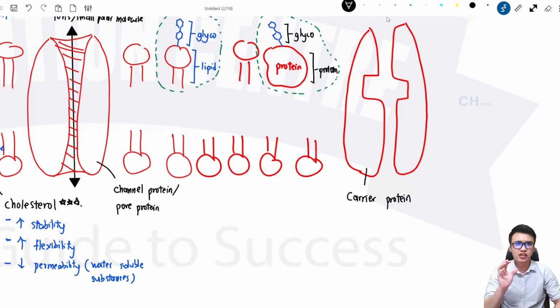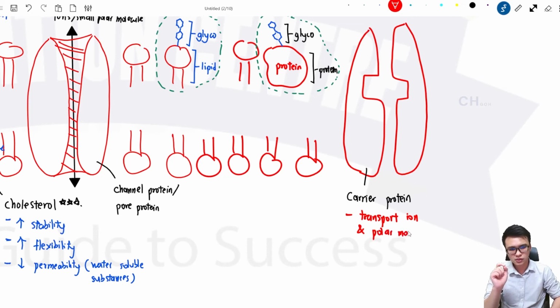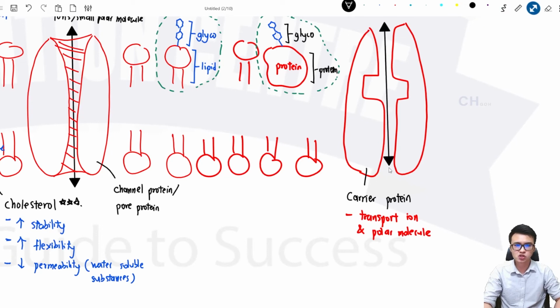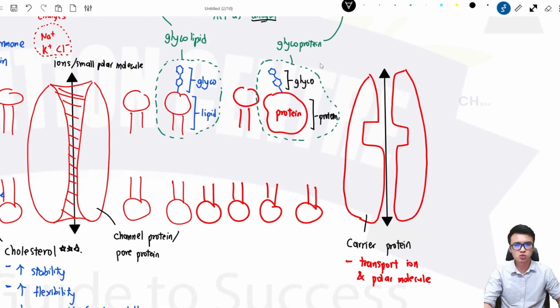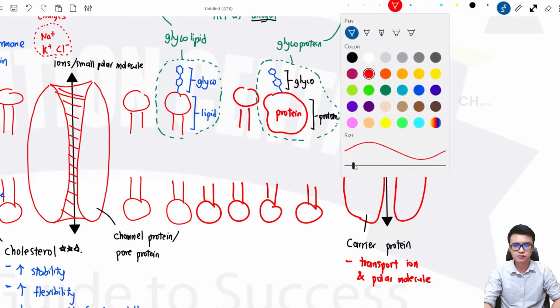Carrier protein also has almost the same function as the channel proteins. A carrier protein can help to transport ions and some polar molecules. Anything that cannot simply pass through the plasma membrane can pass through the carrier protein. Later, we are going to talk about the carrier protein, so no need to worry about it first.